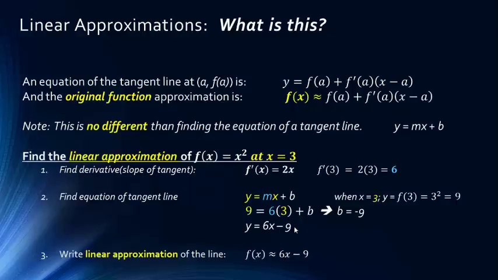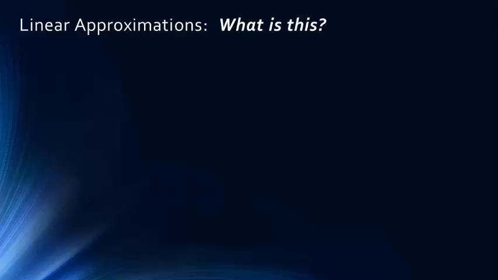So our linear approximation is exactly the same equation, with slightly different notation. F of x is approximately equal to 6x minus 9. Now we found the derivative exactly at that point, so it should be a pretty close approximation. If we plug in 3 here, we get 6 times 3, which is 18, minus 9, which is 9. So our approximation is right on target in this example.